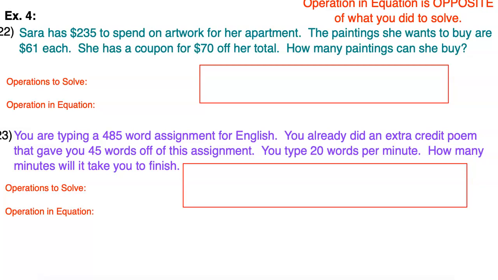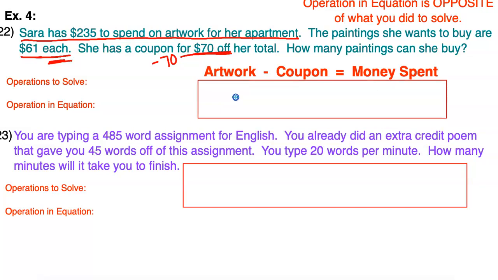This one here says Sarah has $235 to spend on artwork for her apartment. The paintings she wants to buy are $61 each. Each is a key word. She has a coupon for $70 off. So that should be minus 70. Her total. How many paintings can she buy? So as we look here, we have the artwork. And we're going to take away however much the coupon is, because we don't have to pay for that. So that's a good thing.